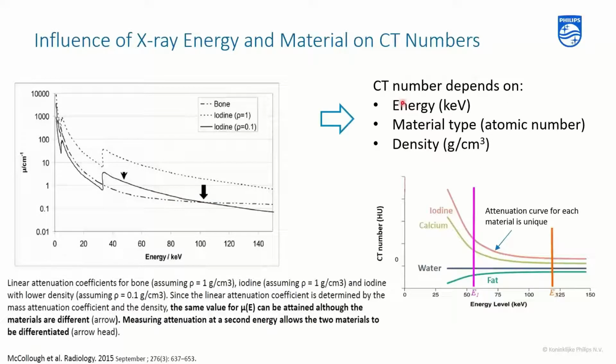So CT number or attenuation depends on the energy, which we know, and it depends on the material type and the density, which we don't know. So if we have multiple energies, we can start to determine what kind of materials we have. And you can see that each curve is unique for the material.